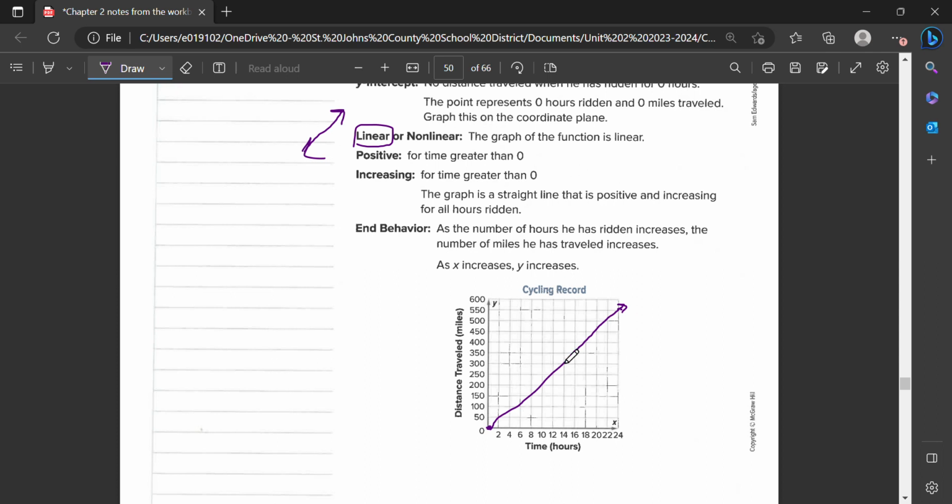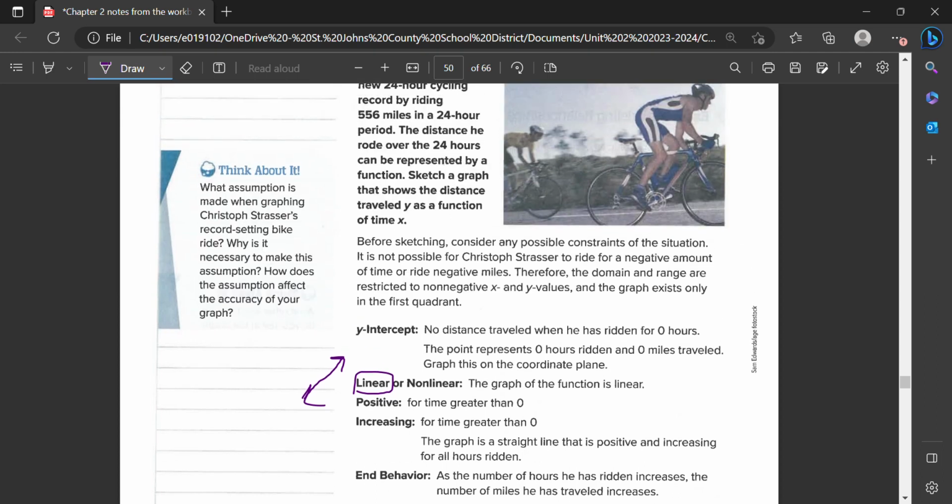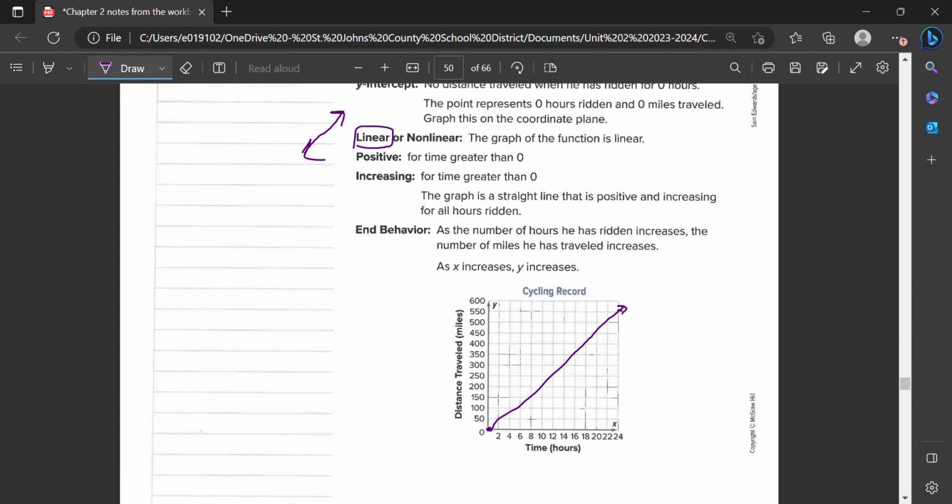The reason how I knew that was going to be there was because it says after 24 hours, in 24 hours, he rode 556 miles. So if we go down here to the graph, time, we went to the right 24, and at that point he had ridden 556 miles, so it's roughly right there. And since it's a straight line, you just connect the dots from the origin to that point.